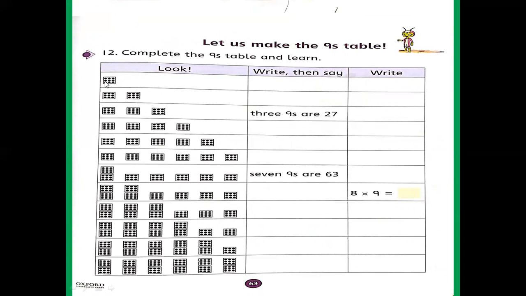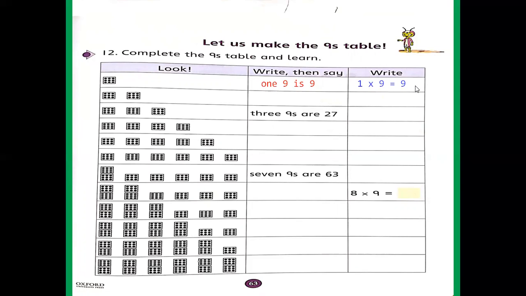First, look right here, this is one box. How many buttons inside? 1, 2, 3, 4, 5, 6, 7, 8, 9. 1 9 is 9. So here, two boxes. First, 1 multiplied by 9 is equal to 9.